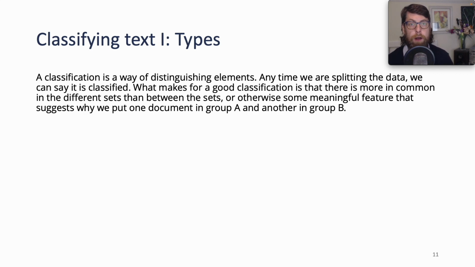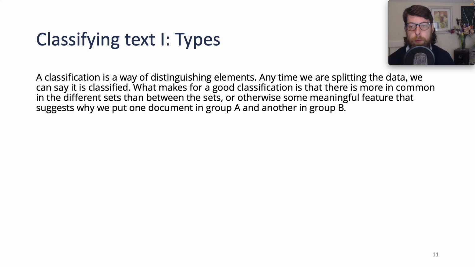On the other hand, classifying text is when we do that split ourselves based on some criteria within the text, some quality of the text as data. Generally speaking, what we want for a good classification is that there's more in common within the different sets than between the different sets. If we classify posts, we might want to know which post is a question and which post is an answer. And indeed, that's what we're going to do in a minute. But you might find some other interesting or meaningful ways to classify this.